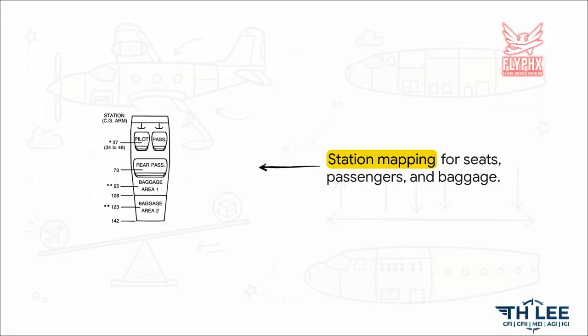If you visualize a real-world cabin layout, you'll see how these stations progress as you move backward through the plane. The pilot and front passenger seats might be centered right around station 37. The rear passengers are sitting further back at, say, station 73. And your baggage areas? Those sit way back at stations 95 or even 123.